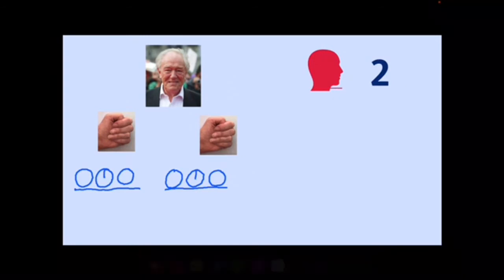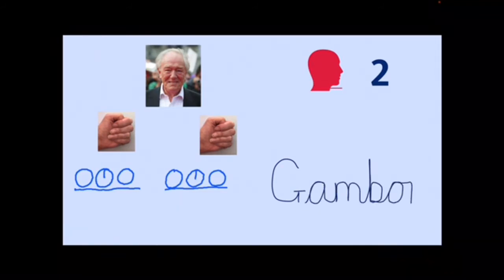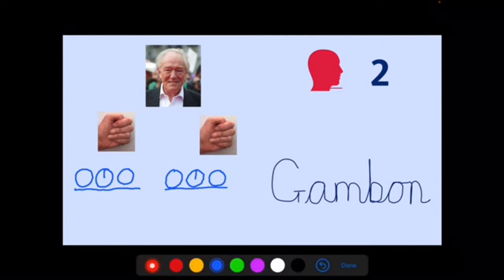Gambon. We start with a capital because it's a name. G is G. And then am. And my mouth was closed. I needed an M. And right at the end, N. My mouth was open, so I needed the letter N. How did you get on? It's quite straightforward, this letter pattern, because we can hear all of the sounds.